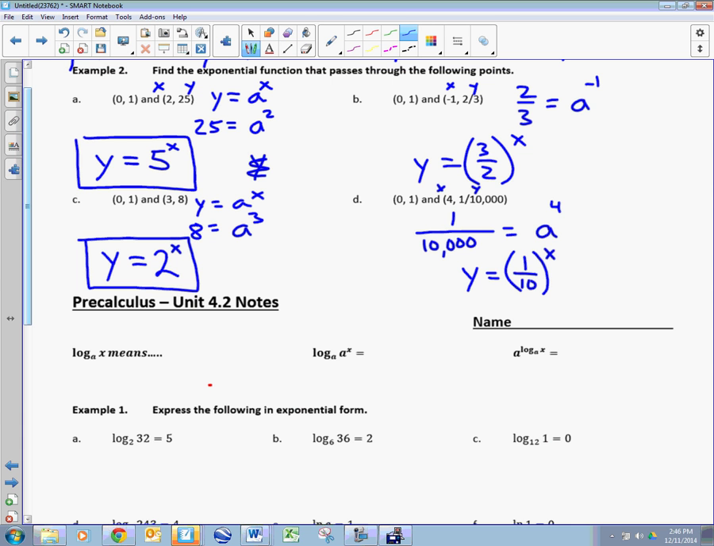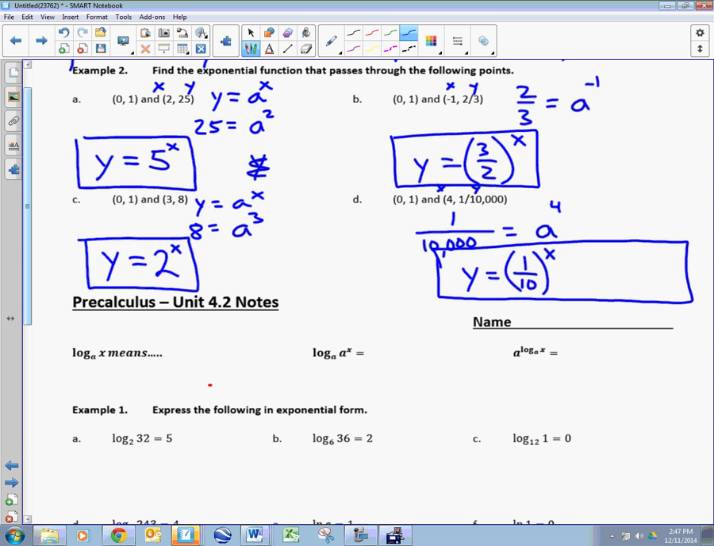Notice that all of our answers have a y and an x in it, as they should. Some people put other numbers in that place. Can somebody give me, instead of writing 1/10 to the x, what would be another equation I could write that would be exactly the same? What else? Thank you. 10 to the negative x. Those are the same.